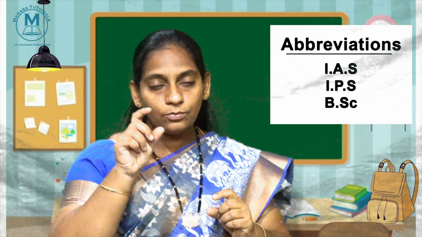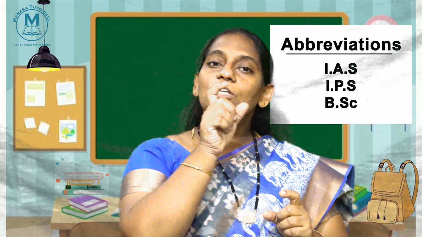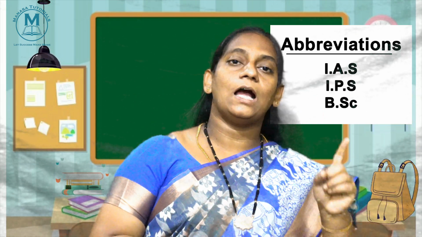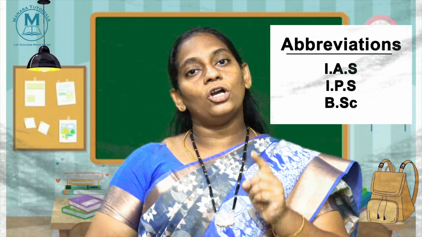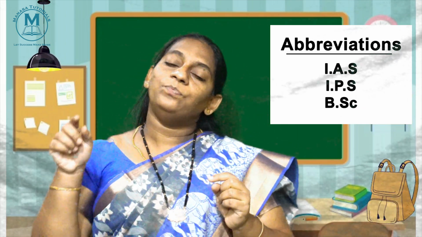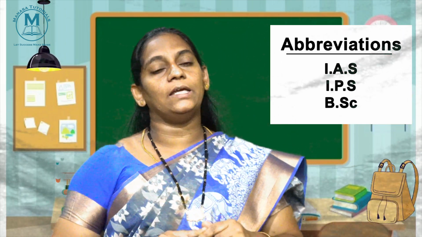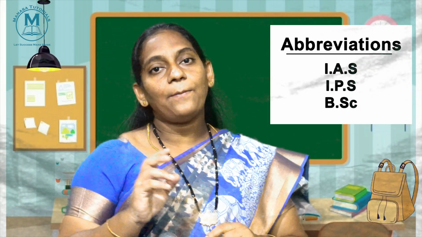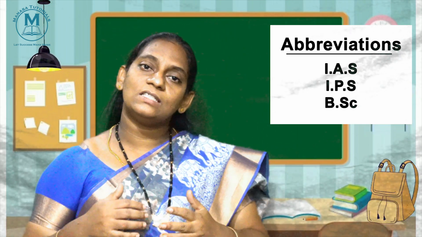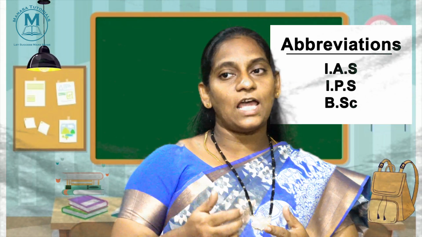So while we are abbreviating it, this should be given in capitals like I.A.S., and at the same time when we are expanding it, it should be mentioned in capital letters. So this is another rule where we have to use capital letters. So we have seen different rules, like initially we have to start a sentence with a capital letter.